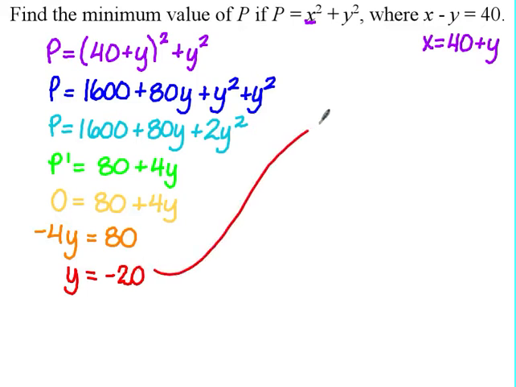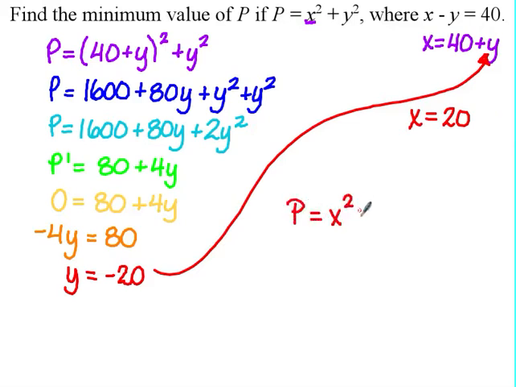So let's go ahead and plug that in up here. And so what do you get x to equal? 20. So now the question says find the minimum value. So it doesn't just say find x and y, it says find the minimum value. So p equals x squared plus y squared. So I'm going to go ahead and plug in 20 for x and negative 20 for y. So what does that come out to be?